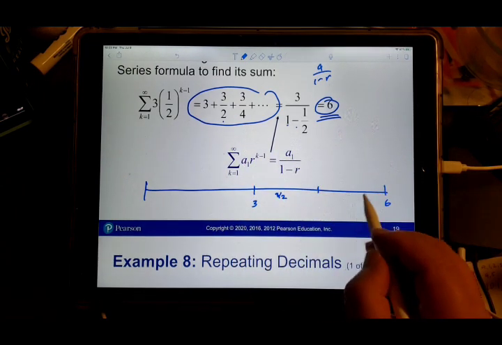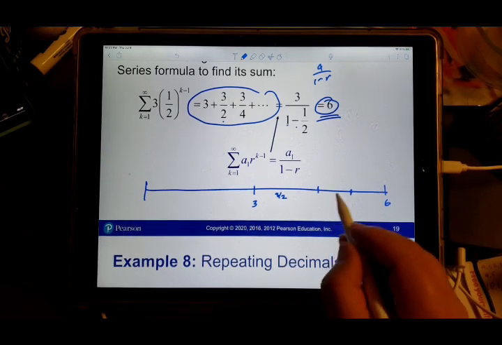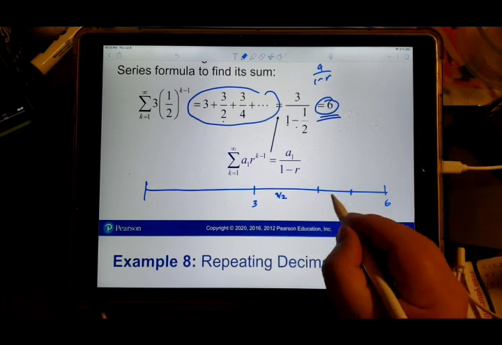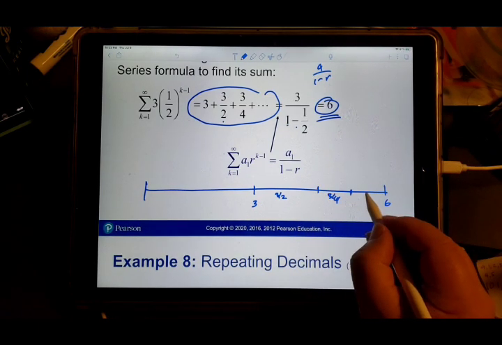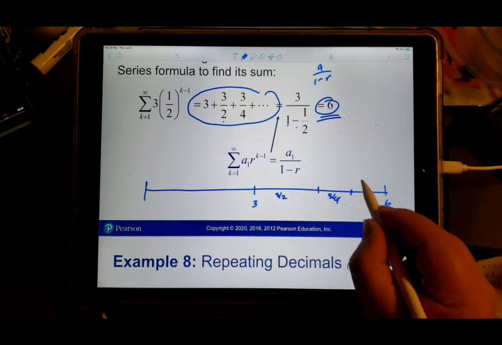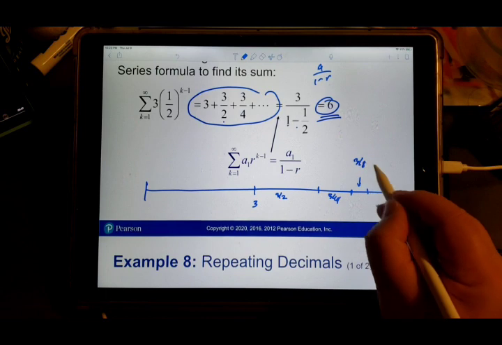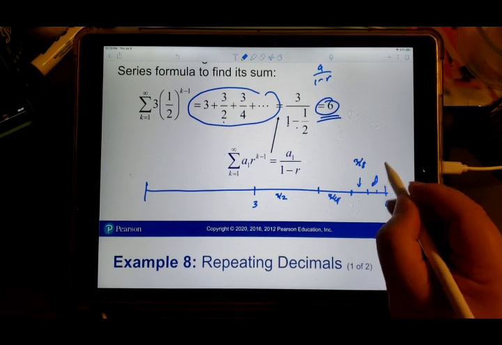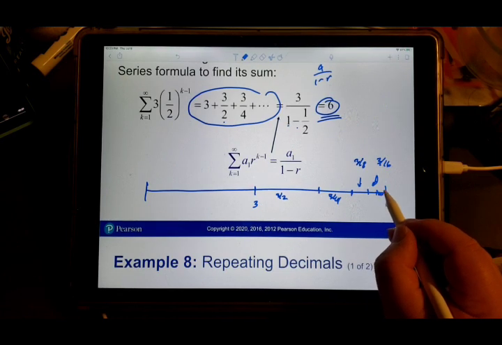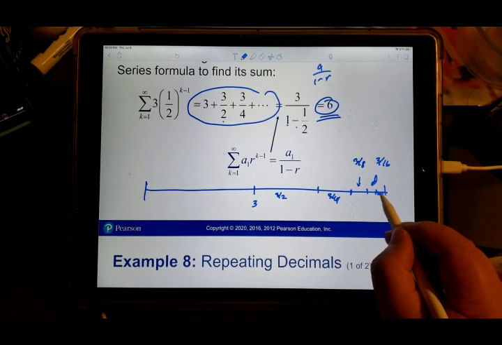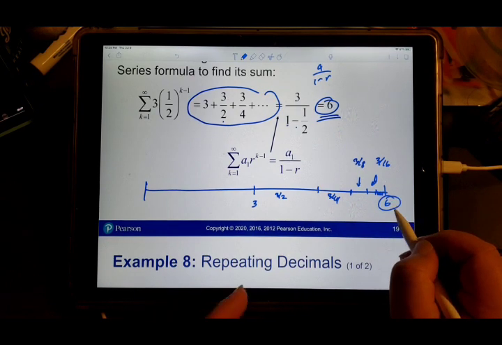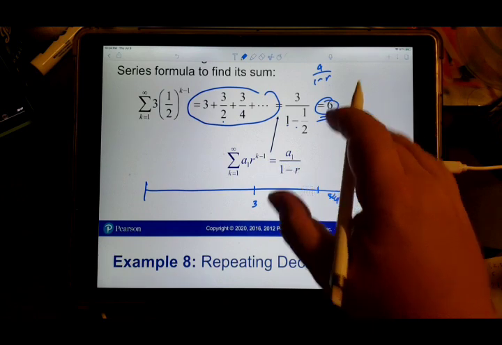What's the next thing I added? 3/4. We have to think about this. But if that's 3 over 2, this would also be 3 over 2. If I cut that in half, it's 3/4. So what's going on here is I'm always cutting this in half, 3/8. If I cut that in half, it's 3/16. Hopefully you get the idea that I'm just getting closer and closer, but I'm always adding half the distance to 6. What that means is 6 was a reasonable number for this infinite sum.